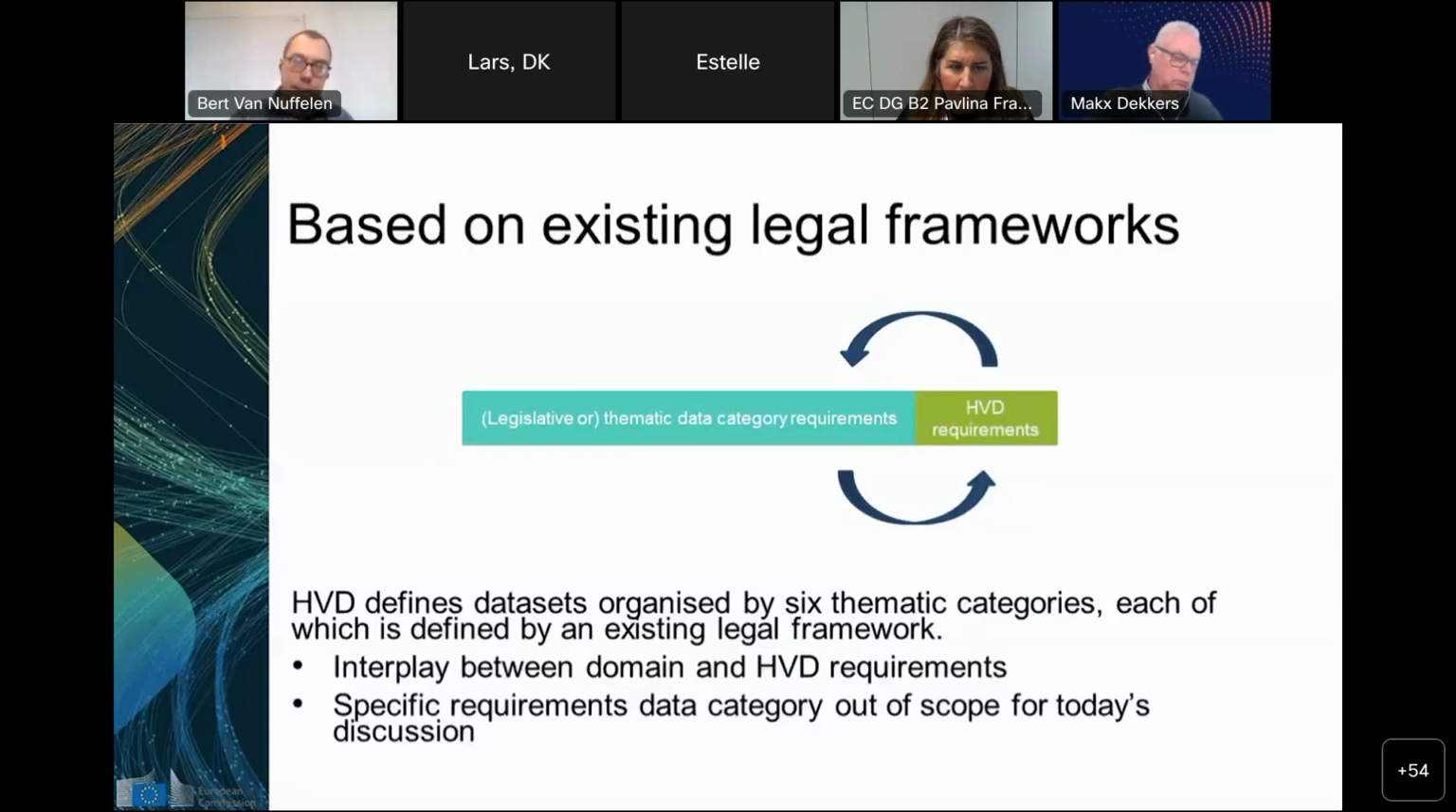Having said that, if you look at the annex and the individual annexes, you will find that for each thematic data category, of which there are 6, there is a reference to the legislative or thematic description of the datasets that have to be provided. On top of that, there are some high-value datasets implementing regulation requirements, and they have an interplay. How exactly this interplay works is up for discussion, and that's what we do here at the level of DCAT-AP on a broad level.